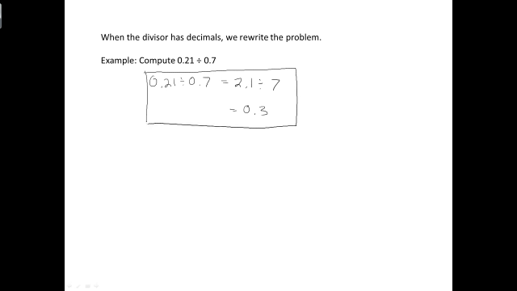This is very similar to a calculation we had earlier, 210 divided by 70, and we canceled out one of the zeros to get 21 divided by 7. This canceling out of zeros is very much like moving the decimal 1 to the left. We're doing the same thing here, except we're moving the decimal to the right. Example, compute 2.1 divided by 0.07. We want to move the decimal point 2 to the right, so we will have 210 divided by 7, which is 30.